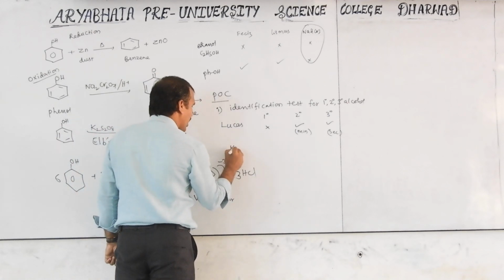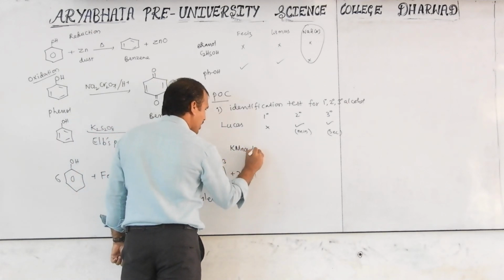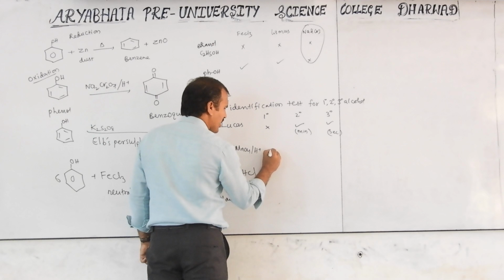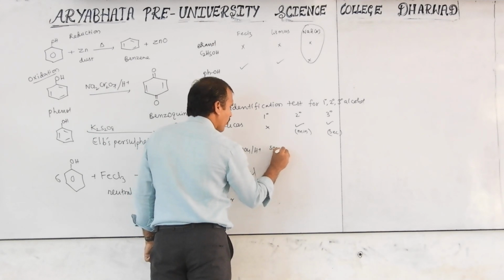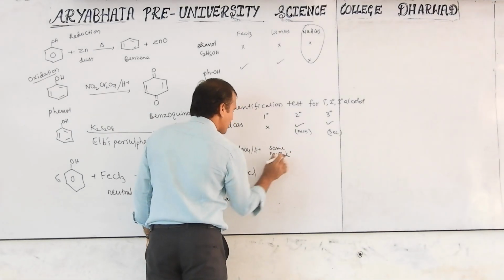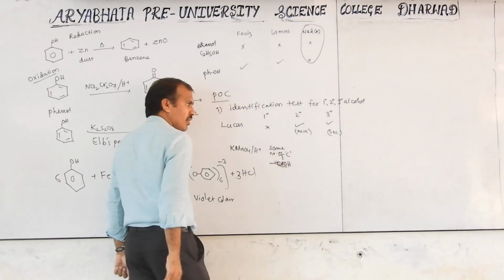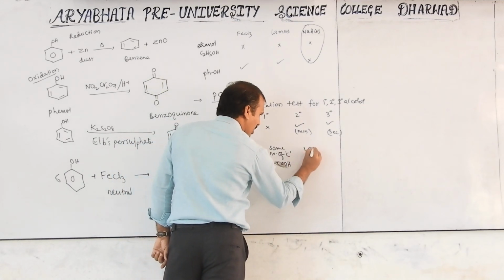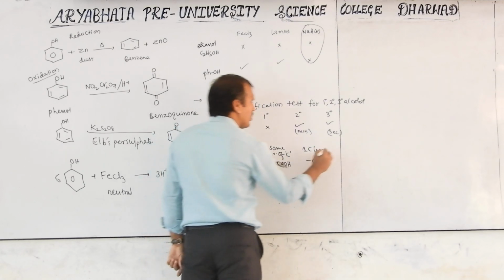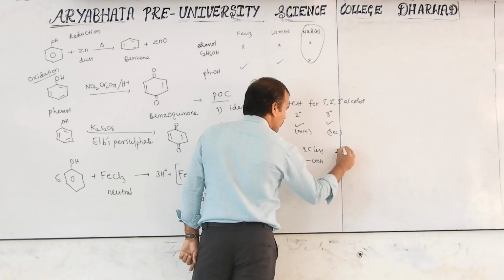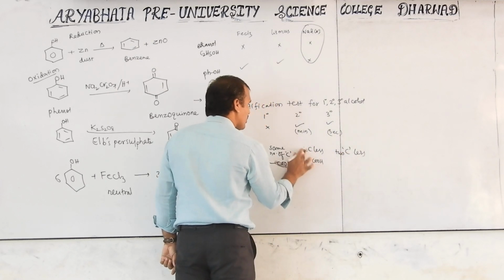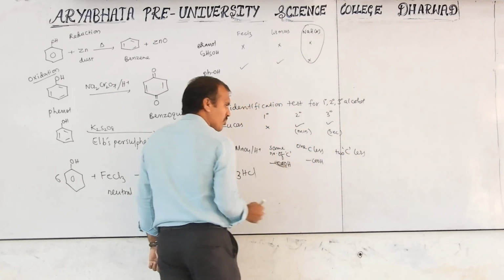Another one is KMnO4 in acidic medium. This is also an identification test. Methanol gives the same number of carbon carboxylic acid, simple HCOOH, formic acid. Primary alcohol gives one carbon less carboxylic acid. Secondary alcohol gives two carbon less, not the second carbon, only two. Consider this: one carbon less, this two carbon less carboxylic acid.